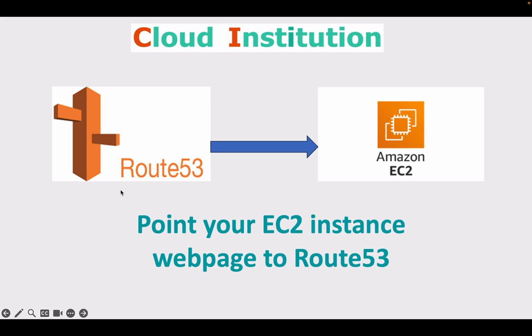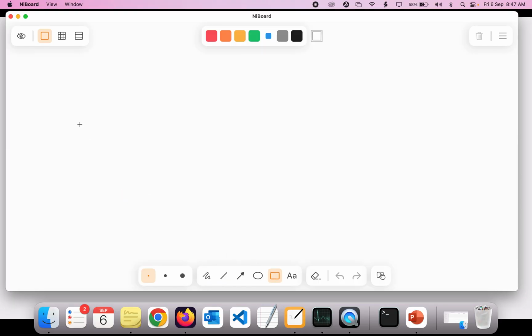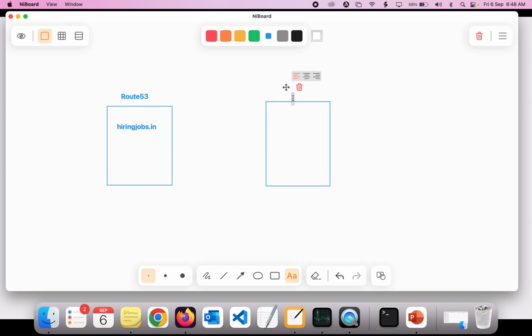So how are we going to do this experiment? Now we have Route 53 here. This is called Route 53. And then we have one hosted zone, that is called hiringjobs.in. Now we are going to create one more thing, an EC2 instance.